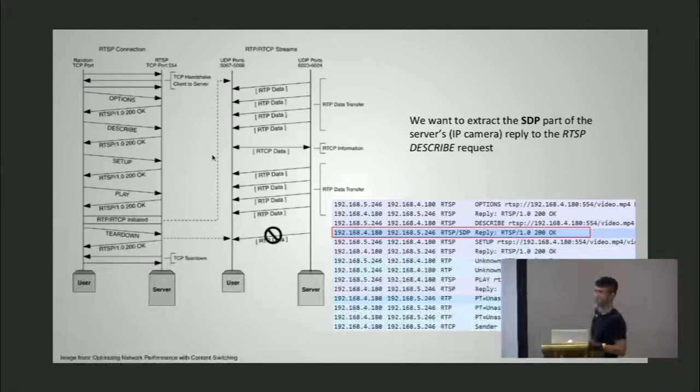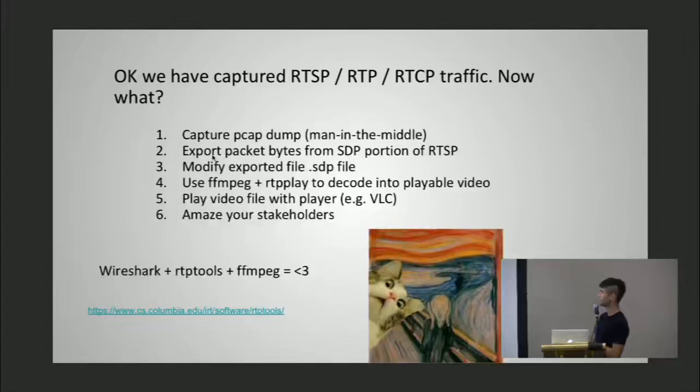And then the question was, how do we do this? The answer is really simple. We just need the Session Description Protocol packet that is in the traffic, especially at the beginning of the RTSP session establishment. Then we just use these three tools. There were some other automated tools that are supposed to do that, but they never worked for us. So we just use a combination of RTP tools, FFmpeg, and Wireshark for capturing the traffic. We just need to export the bytes from the SDP portion of the RTSP, modify a few things, and then use a combination of FFmpeg and rtpplay to decode all the traffic into a playable video. And then we just play it with any video player.